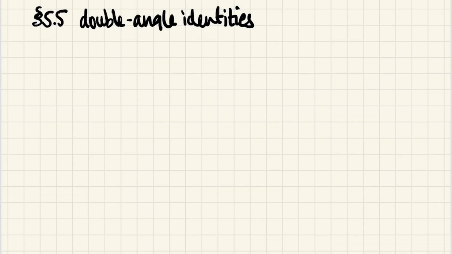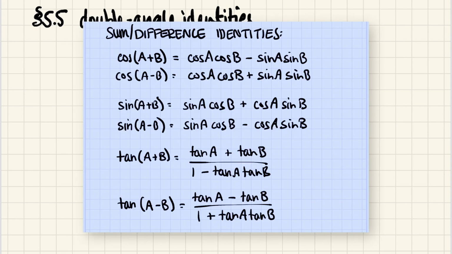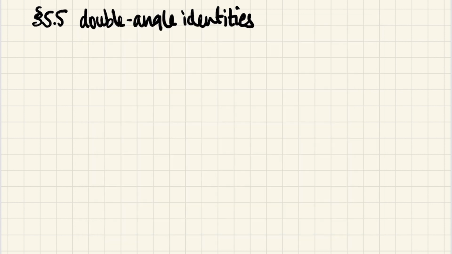Okay, in this section, we're going to see another family of identities that are very useful and that emerge almost directly from the sum and difference identities of the last few sections. So these are called double angle identities. So let's first motivate these double angle identities, and then we'll use them in a few examples.